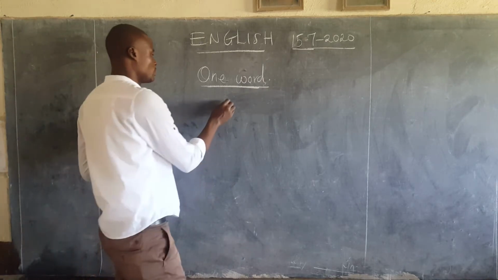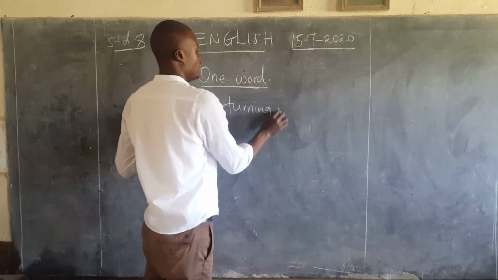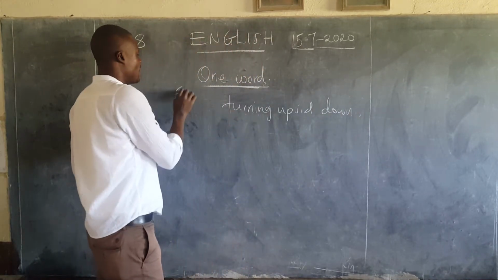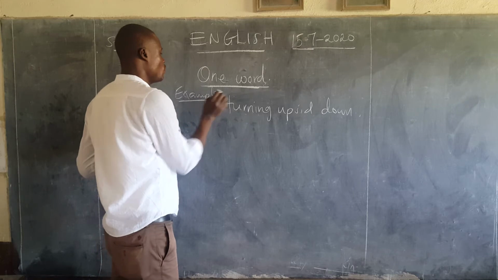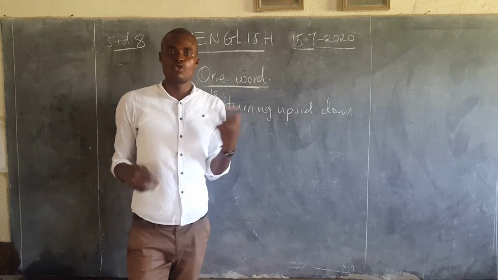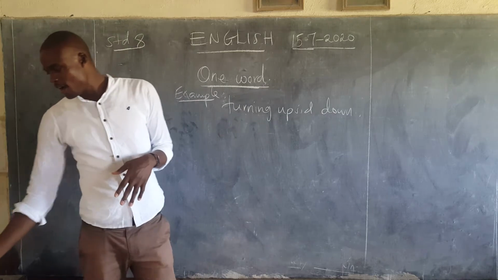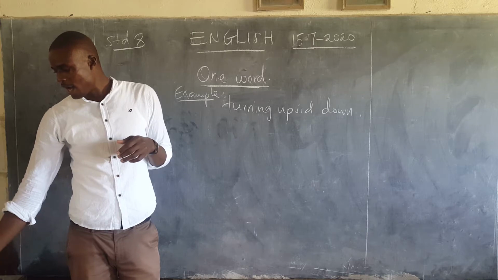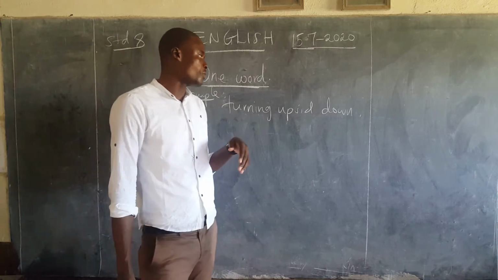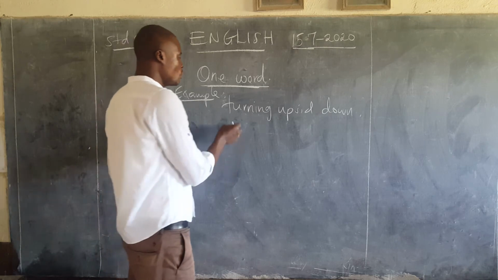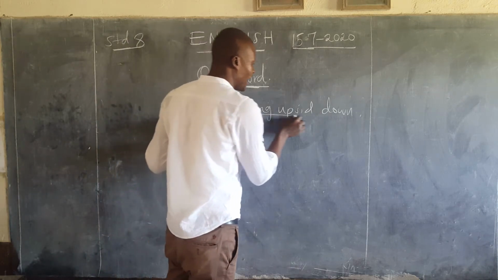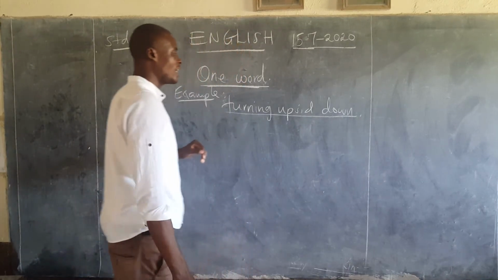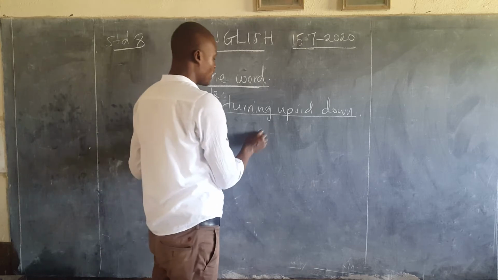So you may get this: turning upside down. I'll give a few examples, and from the examples you get to know what to do so that you can do the given work correctly. The sentence reads: Yesterday we saw a canoe turning upside down. The words turning upside down have been underlined in that sentence.